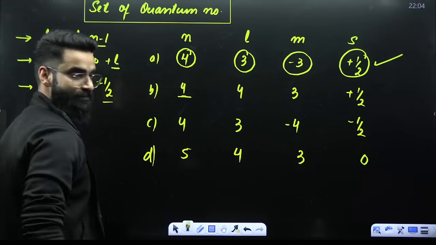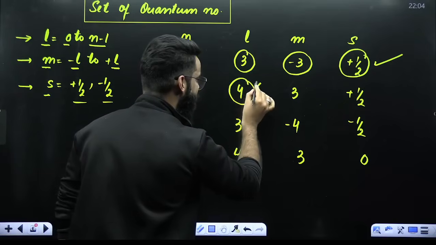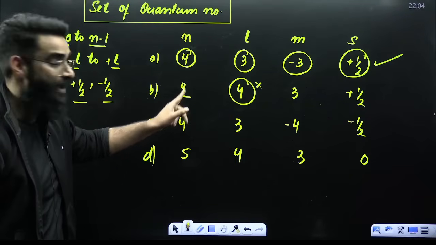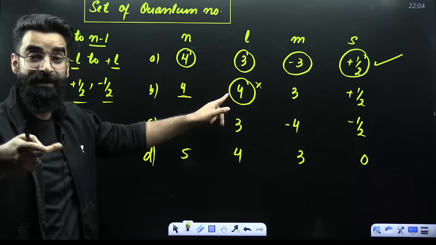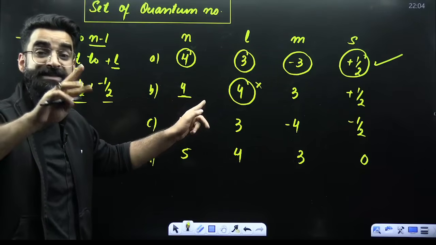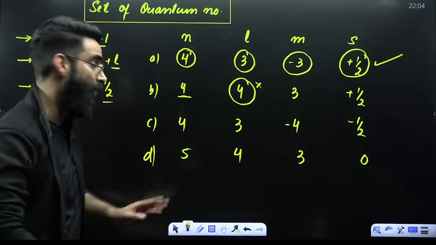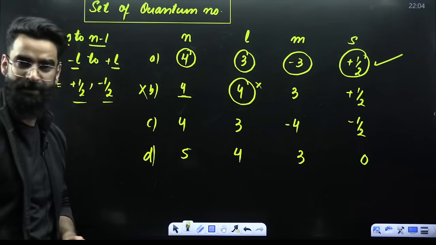N value is 4. Look at this L value here. L value is 4. Can L have the same value as that of N? No. L value is from 0 to n minus 1, 0 to 4 minus 1. That means 0 to 3. So 0, 1, 2, 3 are the permissible values of L over here. So this set of quantum numbers is not possible.